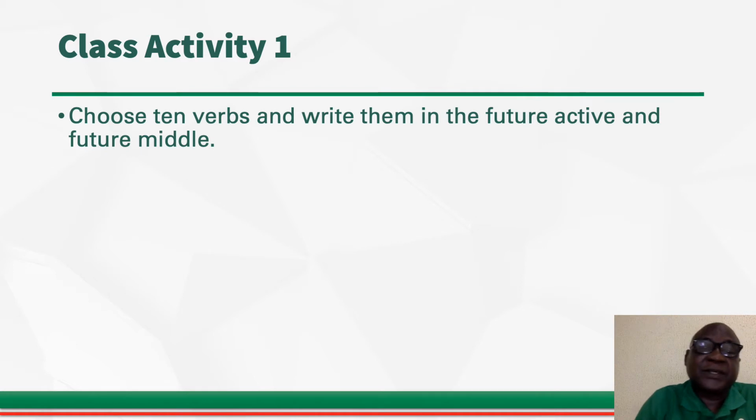Choose 10 verbs, write them in the future active and the future middle. Just pick any 10 verbs of your choice and write them out. Write out the future active form and write out the future middle form. If you have any questions, you can ask at the next synchronous class.